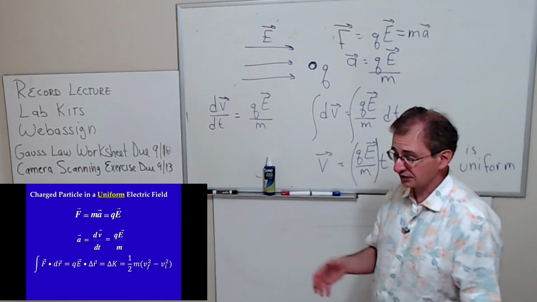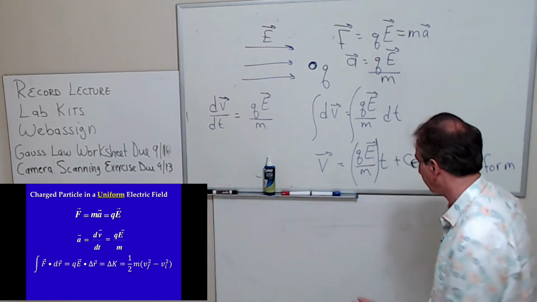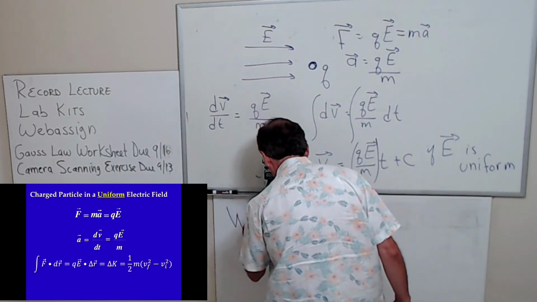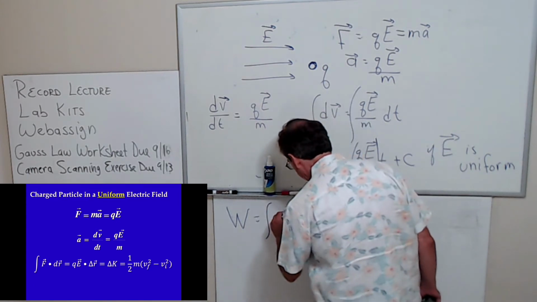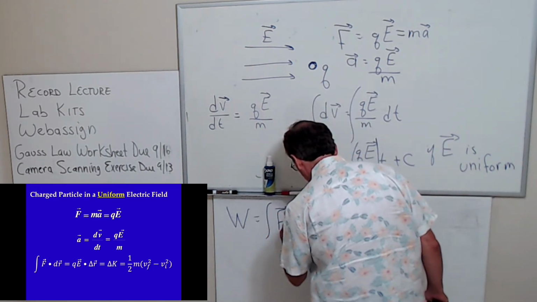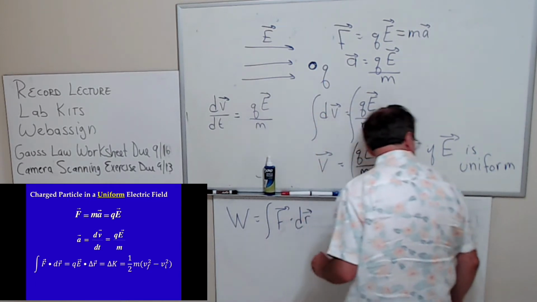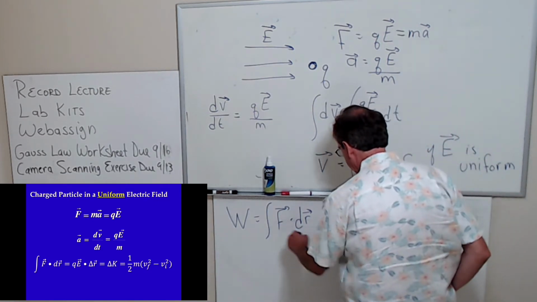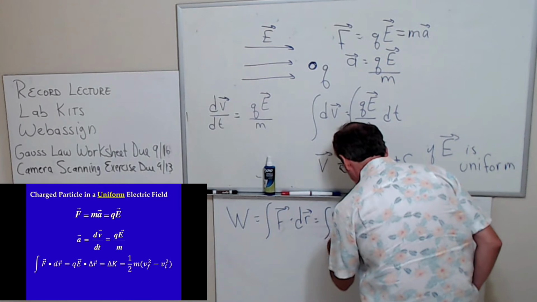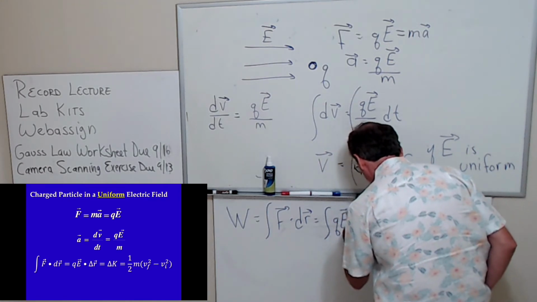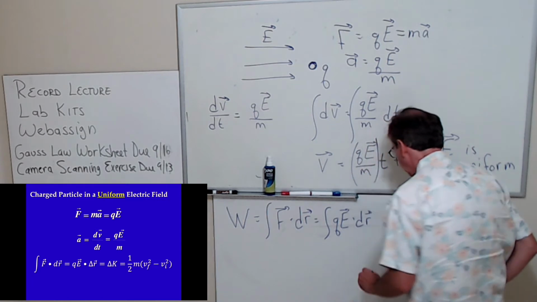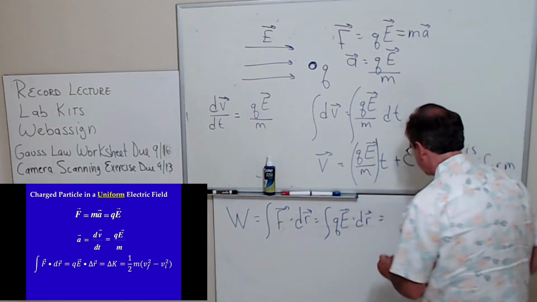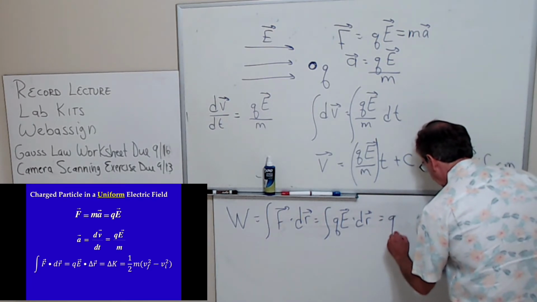And then if the force is constant, the electric field is constant, the net force is constant, and we want to calculate the work. The work is going to be the integral of F dot dr. If the only force is QE, then we integrate QE dot dr. Again, if this is constant, you can pull this out of the integral, and basically you get your change in position. You get the following.